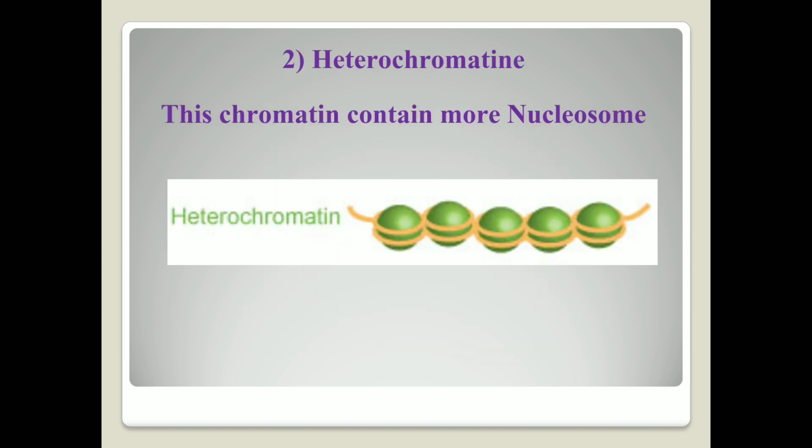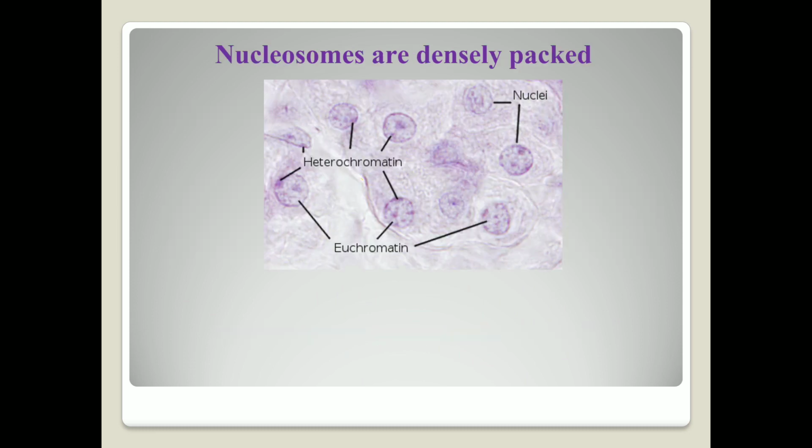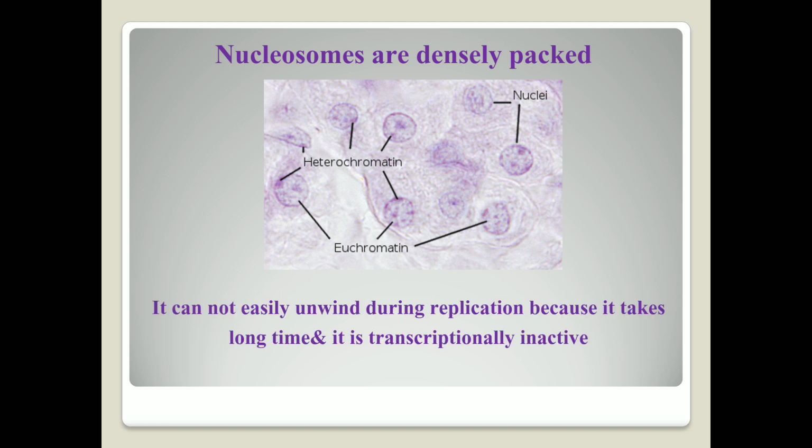Coming to the second type, heterochromatin. This chromatin contains more nucleosomes, and these nucleosomes are densely packed. During staining, it appears with a dark color and it is densely packed. It cannot easily unwind during replication, and it takes more time for unwinding. That's why it is transcriptionally inactive.